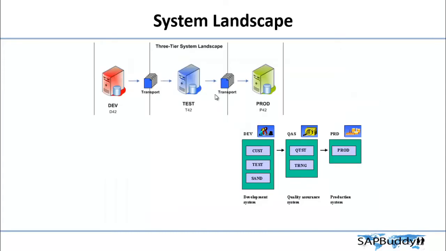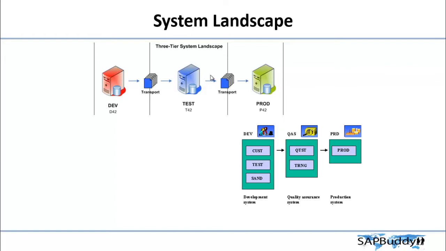Now let's see what is system landscape. Here in this picture you can see a 3 system landscape. What is a 3 system landscape? In an SAP landscape, you will have different SAP systems for different purposes. In the 3 system landscape, you have 3 different systems. Let's say one is for development, one is for testing, another one is for production. Production is the system which the end user is going to use in order to run any transaction or keep any transactional data.